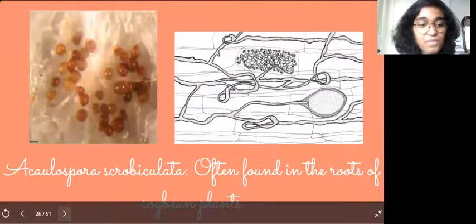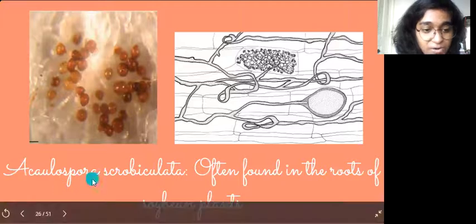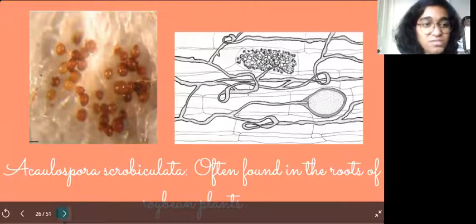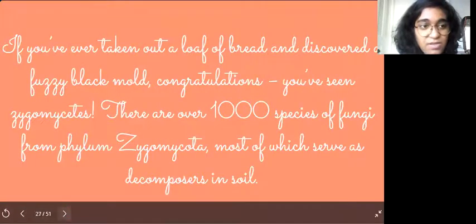Okay. The next one, Acaulospora scrobiculata. These are the spores of the specific fungus. These are often found in the roots of soybean plants. So if you have a soybean plant, be careful of this fungus. It destroys the plant. Okay.